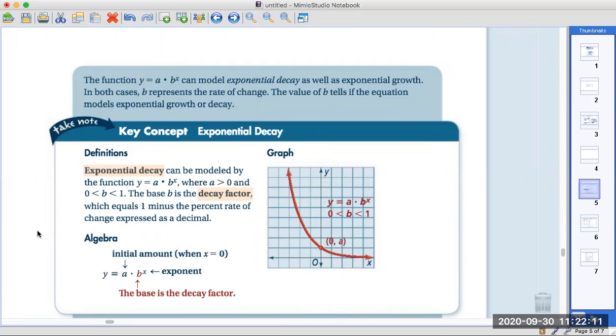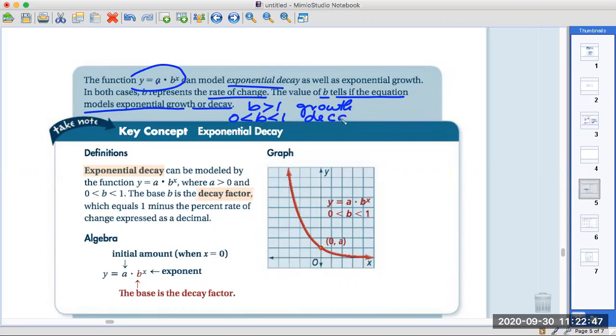So let's look at decay. We already know so much about these graphs, hopefully, that this is something that you now are understanding. Here's our model: initial amount, growth, decay factor, power of X, exponential decay, rate of change. The value of B tells if the equation models growth or decay. B bigger than 1 is growth. B between 0 and 1 is decay.